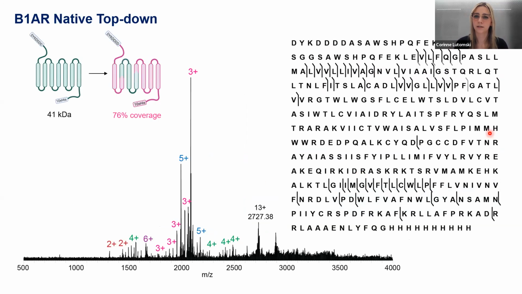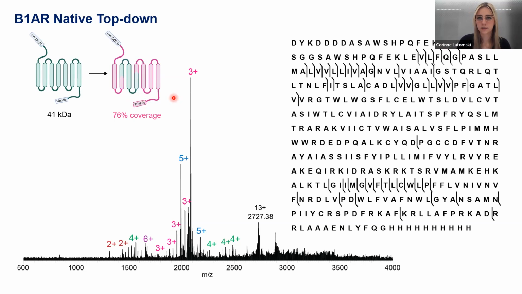And so we can map it according to this map here. And virtually all of the fragments have been able to be identified in this, and that's because of these sequence tags. And so we were impressed with this. This is a 41 kilodalton GPCR, and we have 76% of the protein covered. And so I'm not calling it sequence coverage. It's protein coverage. 76% of that protein has been identified based on these fragments.